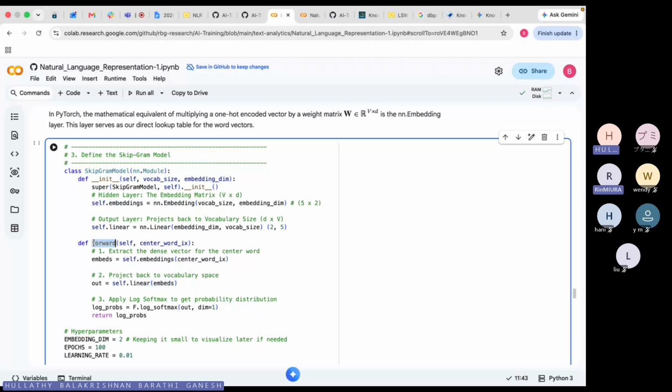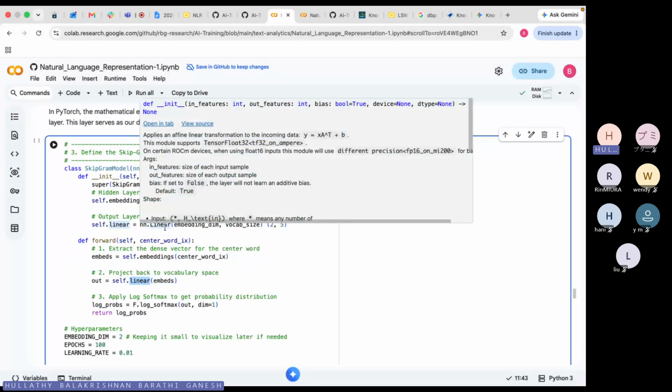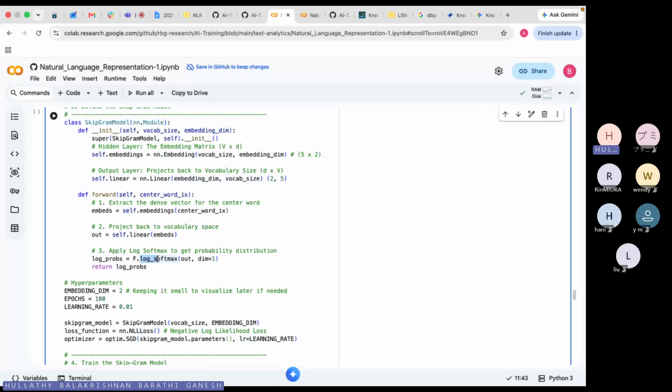When we call the forward, we just pass the word index, that is 0, 1, 2, 3 as per the word. The embedding we get is multiplied with the linear layer we have here. Finally, we take the softmax to find which words have the maximum probability. So this is the skipgram model.